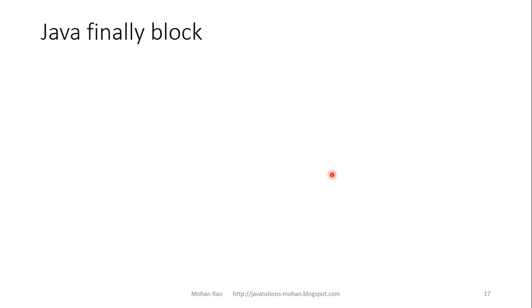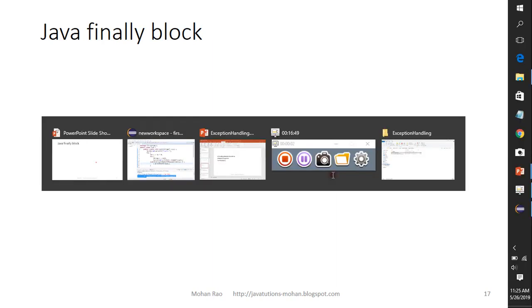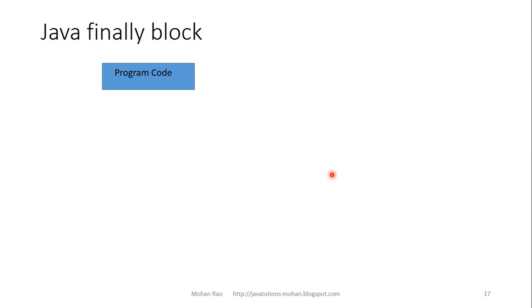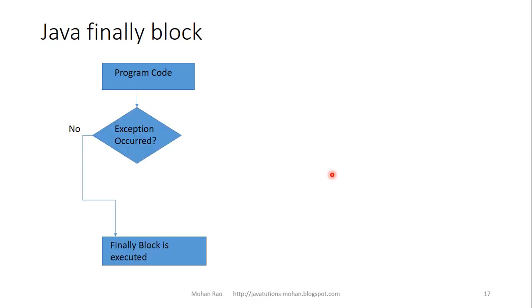Sorry guys. Let us see the finally block. Okay, let me show you the diagram. See this? This is my program code, and there are two scenarios, guys. One, exception may occur and exception may not occur. First scenario, exception occurred, no. If exception occurred, no, then finally block will be executed. Means if there is no exception thrown by your code, then finally block will be executed.